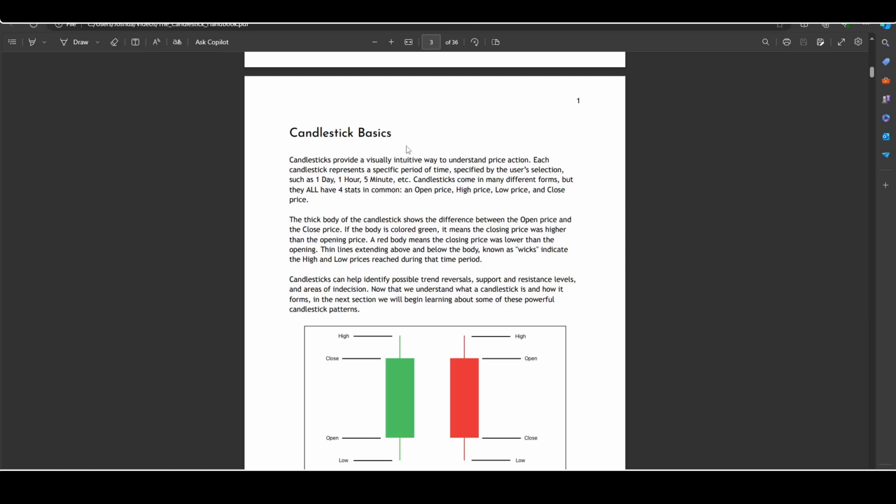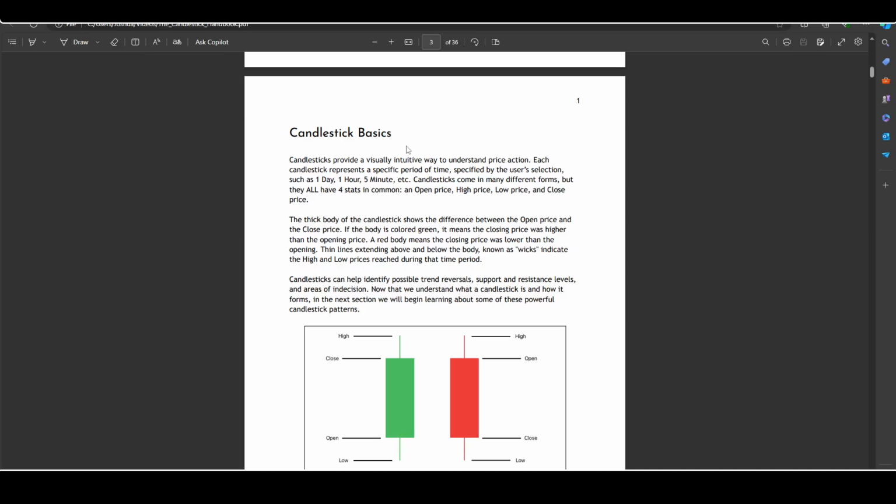The thick body of the candlestick shows the difference between the open price and the close price. If the body is colored green, it means the closing price was higher than the opening price. A red body means the closing price was lower than the opening. Thin lines extending above and below the body, known as wicks, indicate the high and low prices reached during that time period. Candlesticks can help identify possible trend reversals, support and resistance levels, and areas of decision.